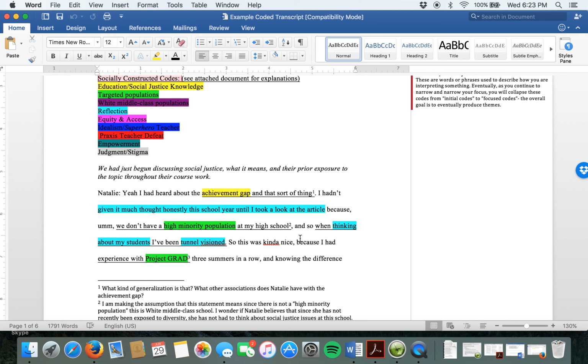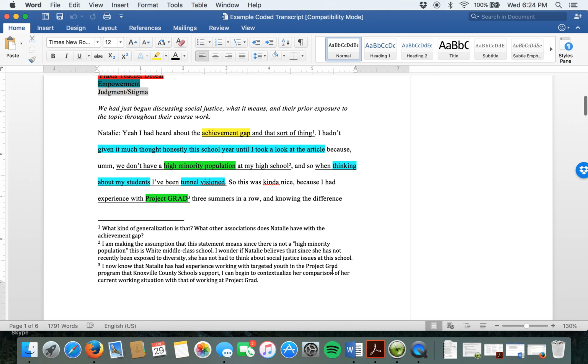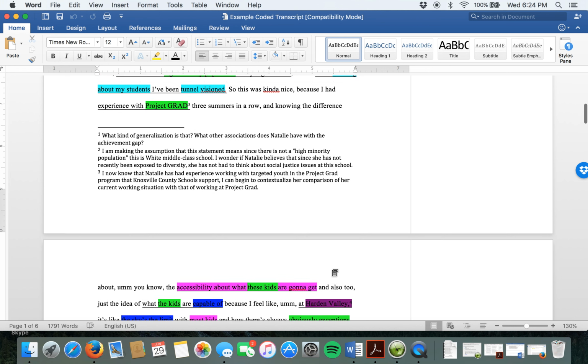We don't have a high minority population at my school. So again, I came up with a code here called targeted populations. And then I think later I included the othering, that when we tend to talk about people, it's in comparison to white middle class norms. So that became a part of that code. And this continues. So this is how I organized this first transcript here with my different methods.